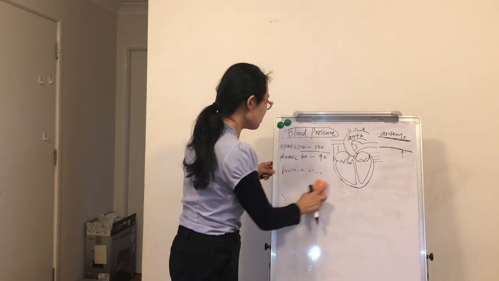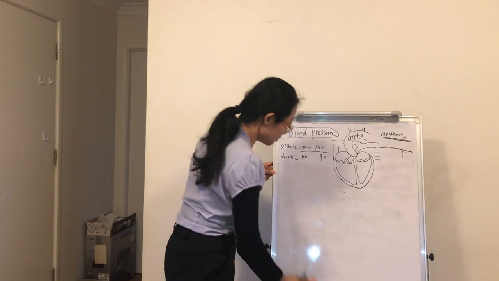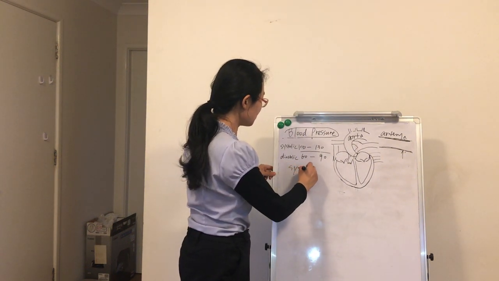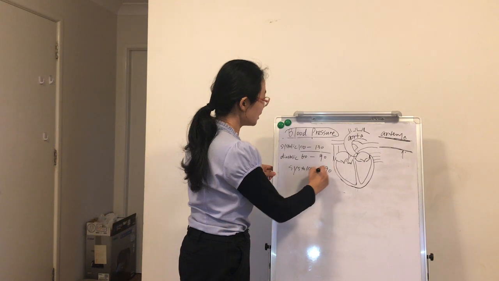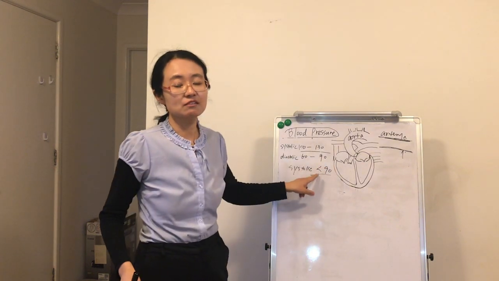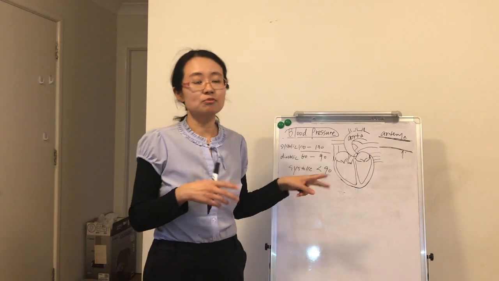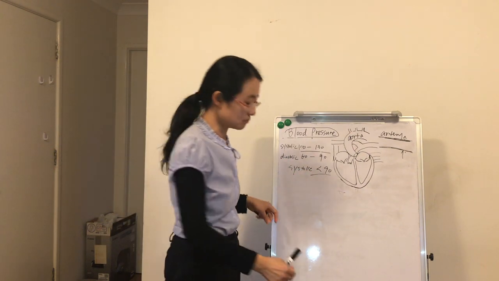Okay, after we talk about the range, if your systolic blood pressure is below 90, that is a bit more risky, that's really low. If you feel dizzy as well, you probably need to seek a doctor's advice.